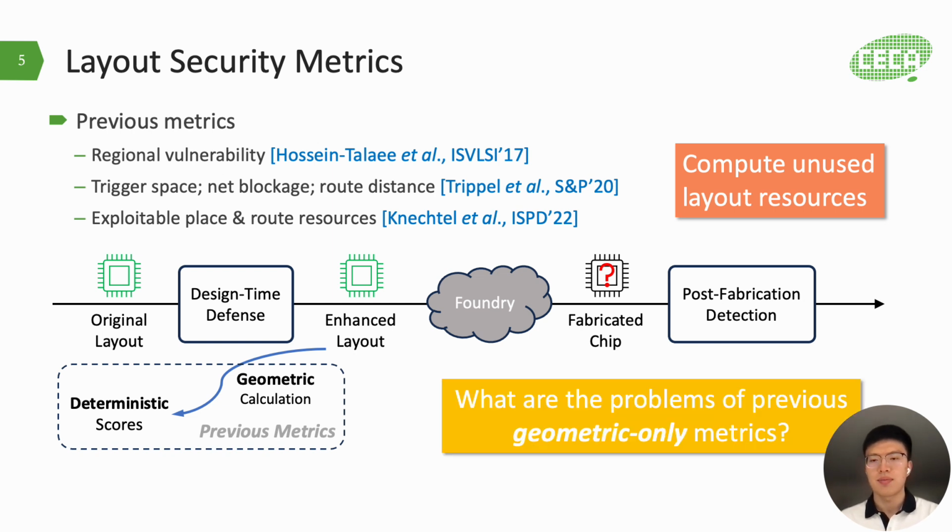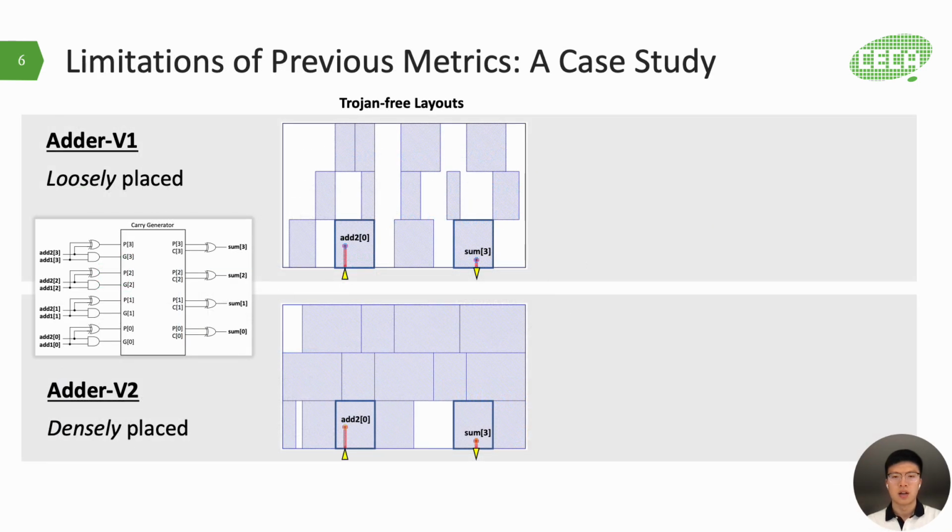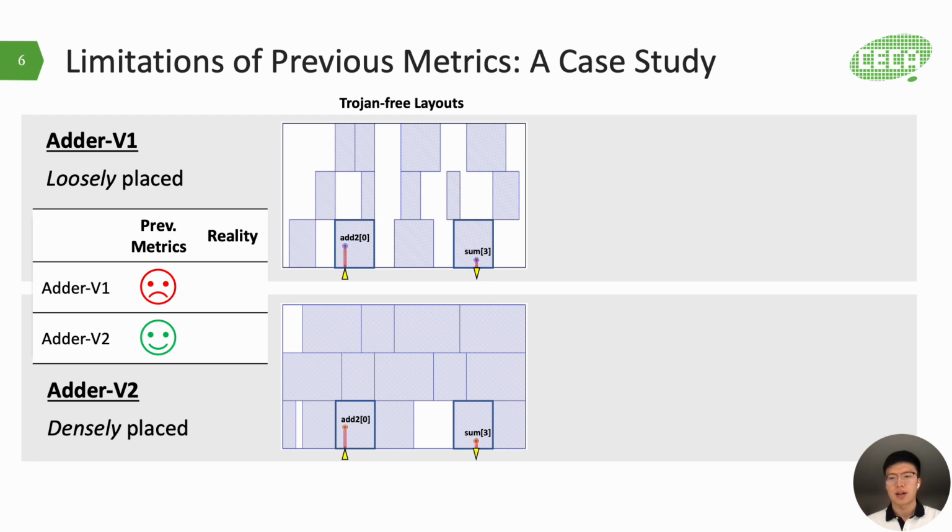So, what are the problems of these geometric-only metrics? We demonstrate the limitations of previous metrics with the toy case study. Suppose the attacker would like to insert an XOR gate into a 4-bit adder to flip one output bit, and we have two versions of adder layout with different core utilizations. Unrelated wires are hidden for better visualization. Previous metrics would indicate that version 2 is more secure than version 1, since version 1 has more white space around security critical cells.